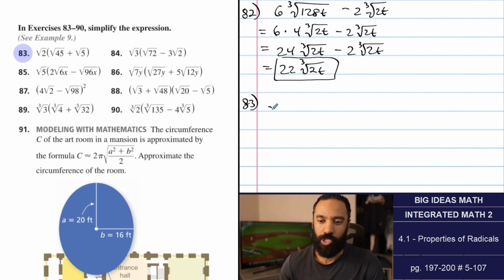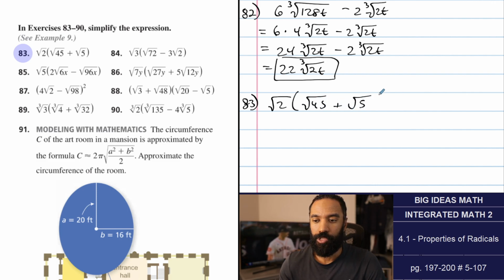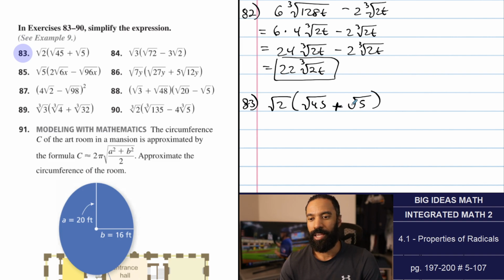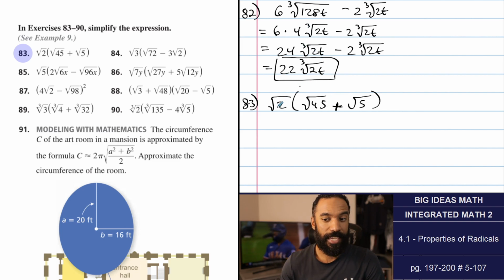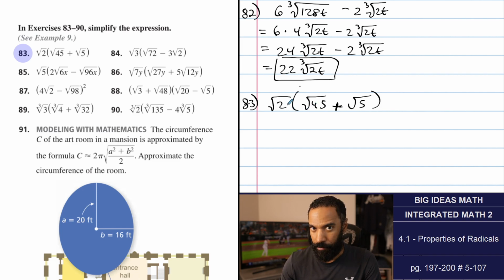Simplify the expression. So we have root 2 times root 45 plus root 5. Okay, now they showed 2 different methods at the time. I've kind of spoken on these 2 different methods over and again. If I can simplify a radical early, I will, unless I can see that it's clearly going to make a perfect square. And 2 times 45 itself is not a perfect square.